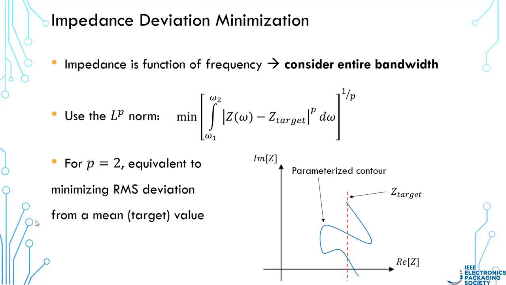Obviously, impedance being a function of frequency, we need to consider the entire bandwidth. And so to do that, we can use the LP norm. An LP norm is just a way of looking at the integral of a function with respect to some target. Here for p equals 2, it's just equivalent to minimizing root mean squared deviation from a mean value.